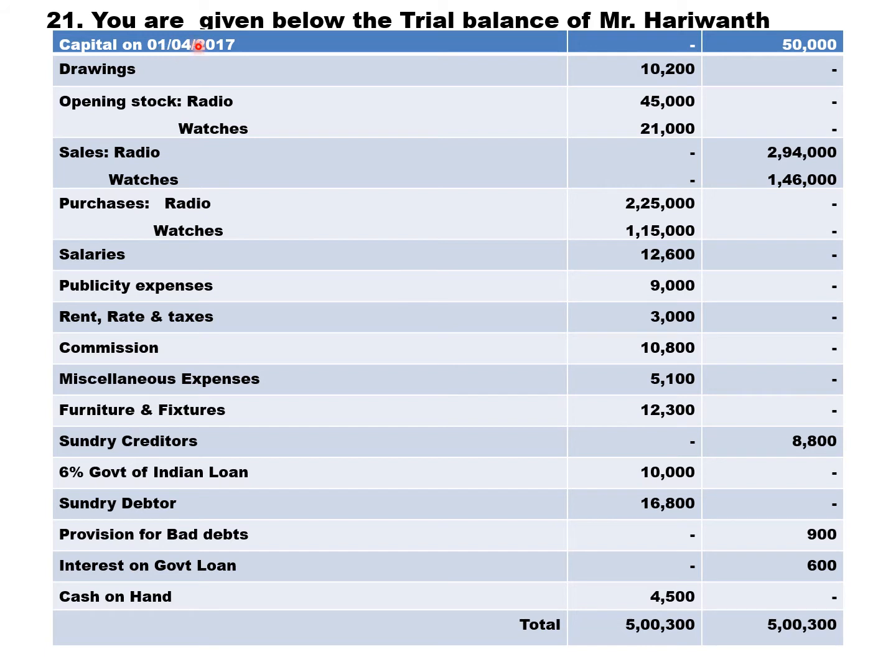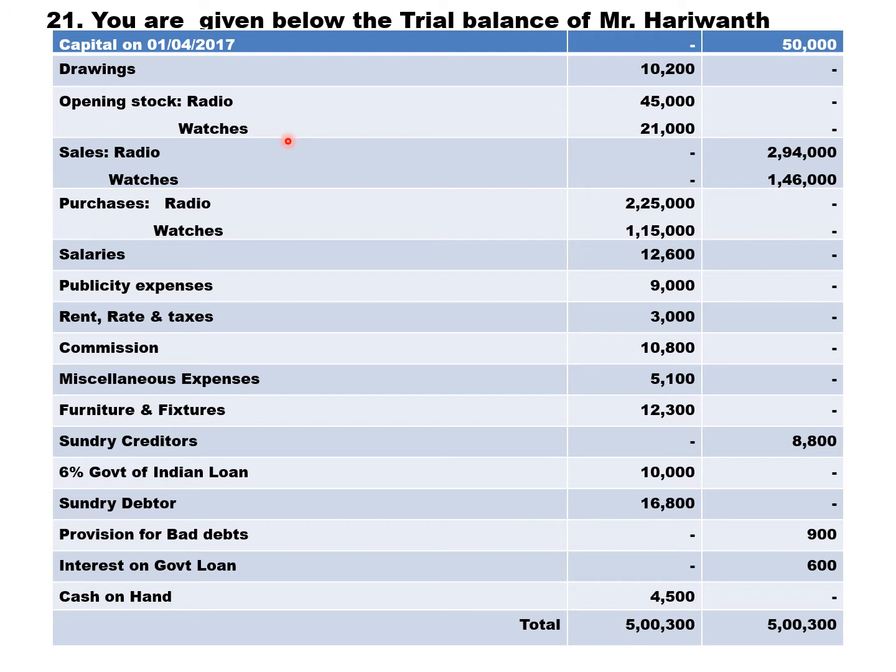You are given below the trial balance of Mr. Hariwant. So we have capital as on 1/4/17, 50,000. So capital will come in balance sheet. Drawings will come in balance sheet. Opening stock: there are two departments we have. The first department is radio and the second department is watch.